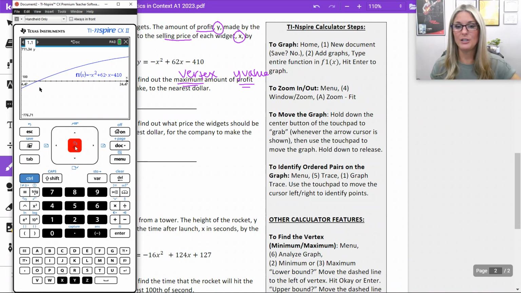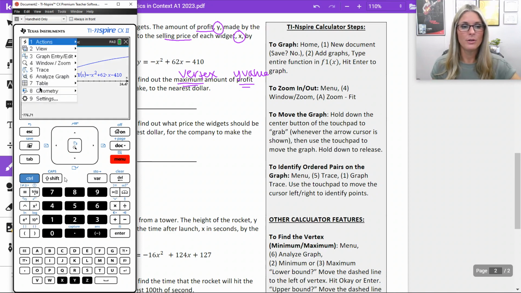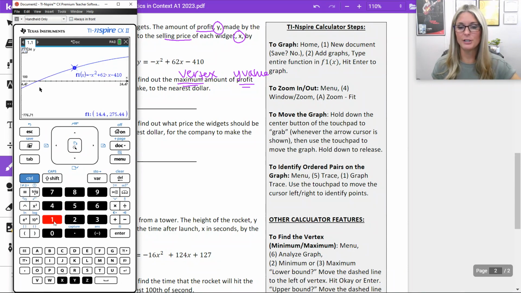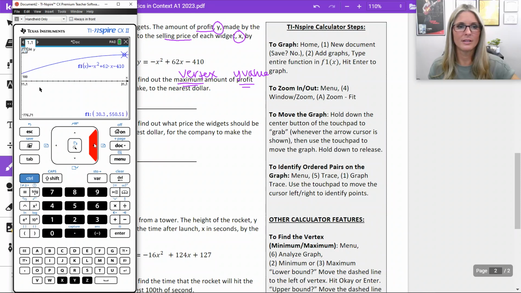I'm going to go ahead and use that trace feature that we talked about in the last video on menu. Number 5 is trace. And then graph trace is going to put a cursor on the graph for me. And I'm going to see if I can go grab that vertex. There it was.